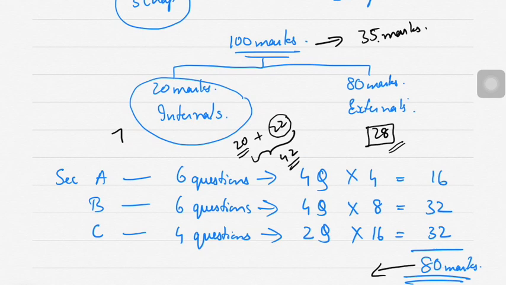Suppose in your internals you score 5 marks, passing is 7 and you score 5 marks, but in the external you do well and score 40 marks. So 40 plus 5 makes it 45, still you pass. So internal marks is not that important. There is no passing mark in your internals. But in external you have to score minimum 28, and your total also has to be minimum 35.